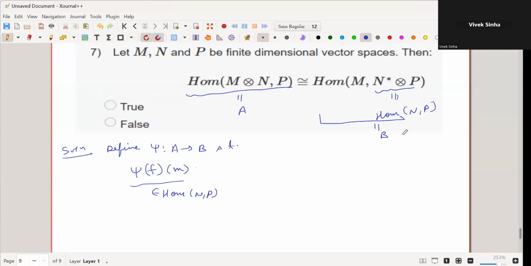So thus it will be a map from N to P such that psi F M of N is f of M tensor N, right? M tensor N is an element of capital M tensor N, and F was mapping all elements of M tensor N to P because F is an element of Hom(M tensor N, P), right? So this is a well-defined map, right? So this is inside P. This is a well-defined map.